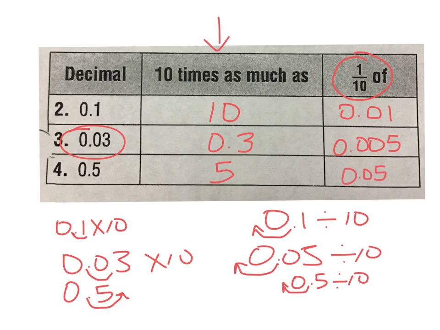Now this only works with tens, guys. If it's 0.5 divided by, or times 1/8, then you actually have to do the division. You can't just move the decimal. Does that make sense? But if it's by tens, you can just move the decimal around.